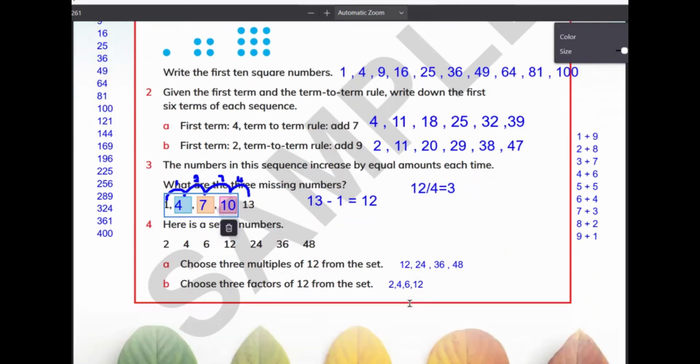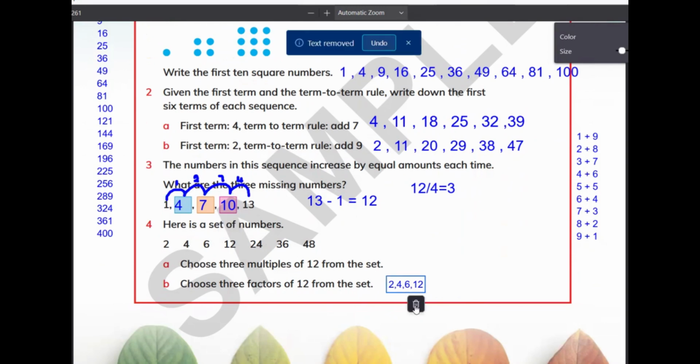Okay, continuing, number 4. They say here is a set of numbers, and you have got 2, 4, 6, 12, 24, 36, and 48. They ask us, first of all, to choose 3 multiples of 12. And they ask us here to choose 3 factors of 12.